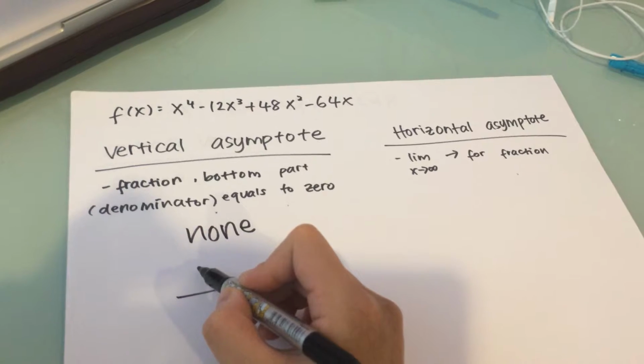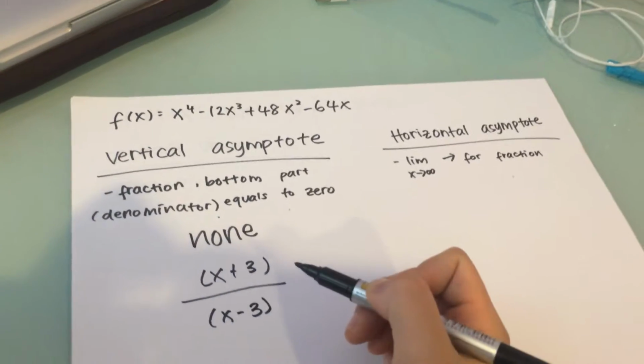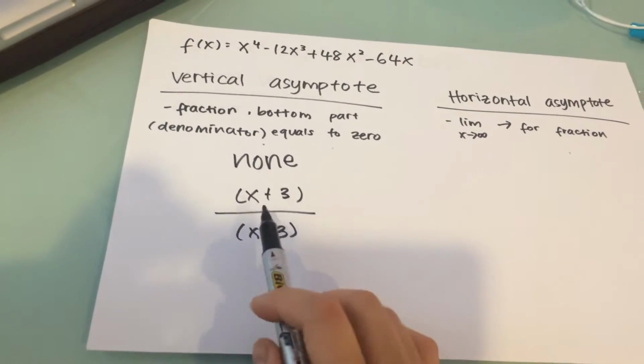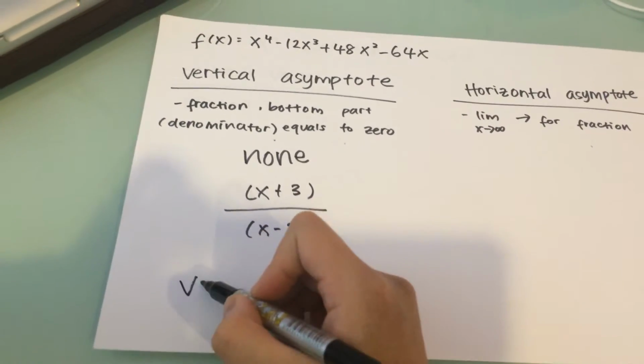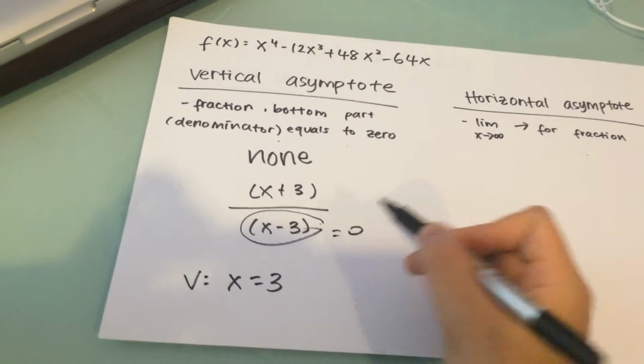So for example, I have x plus 3 over x minus 3. So the vertical asymptote will be x equals 3 because you set the denominator equal to 0.